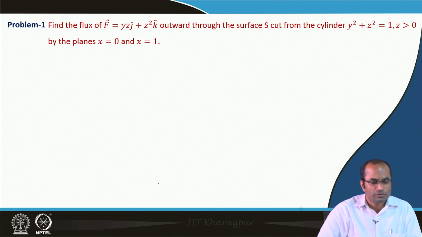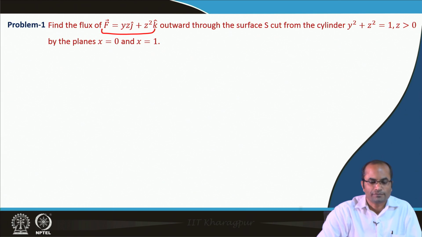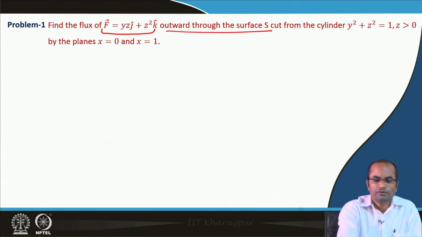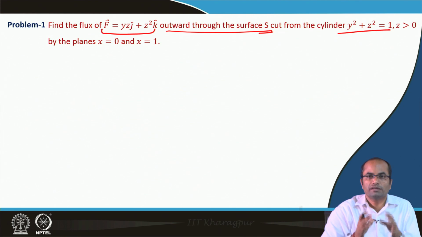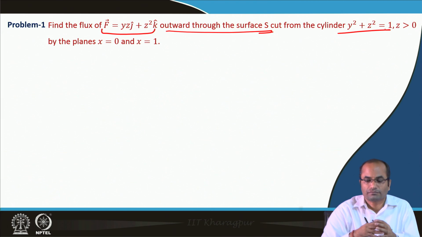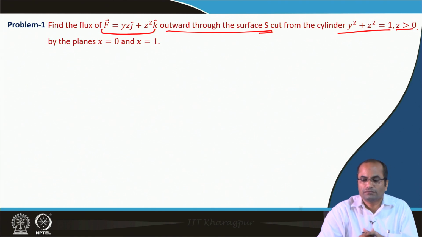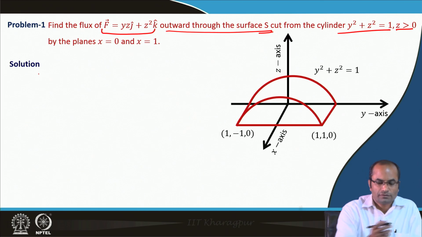Okay, well, so we can now go through the problems. In the first problem, we want to find the flux. The field f is given as y z i plus x z j plus z square k, outward through the surface S. There will be an inward and an outward direction, and here we are going to take the outward direction. The vector field is given, and the surface S is cut from the cylinder y square plus z square equal to 1, which is parallel to the x axis. The axis of the cylinder is the x axis, and only for positive values of z, not the negative values. So, it is like a half cut of the cylinder.